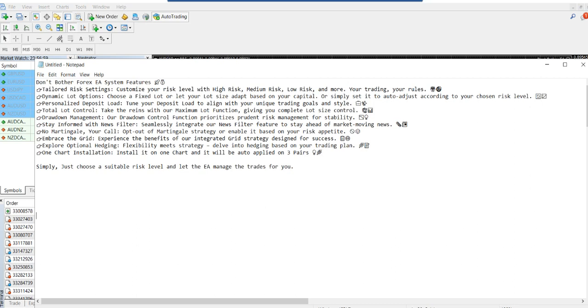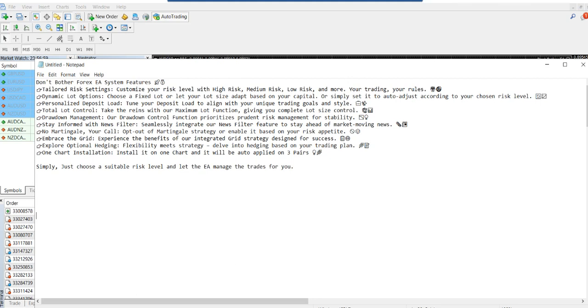Okay. So first of all is a tailored risk setting. That means you can customize your risk level based on your risk appetite. You can choose higher risk, medium risk, or low risk, or calculated risk or significant risk. So it's your trading and your rules, depending on what kind of personality you have.